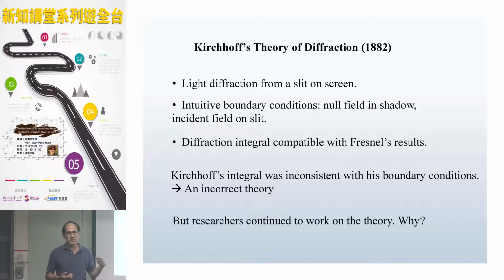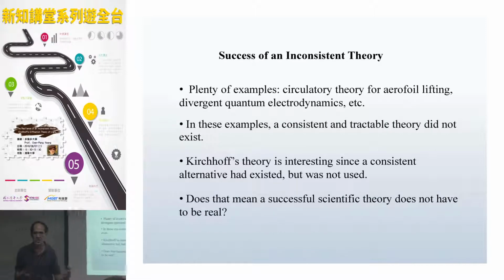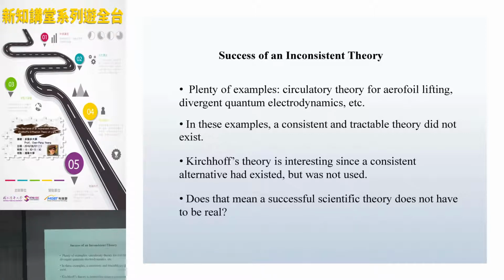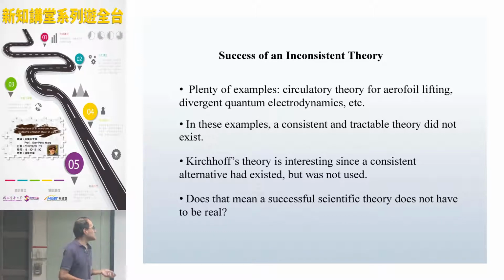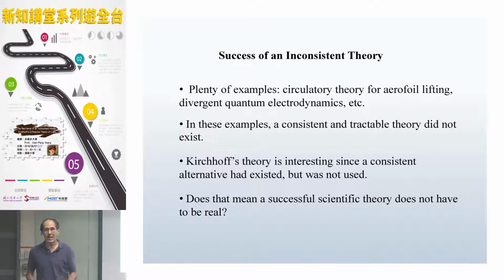However, even though this was shown to be inconsistent by the late 1890s, scientists still continued to use the theory. So in spite of the fact that the theory was shown to be inconsistent and incorrect, scientists still continued to use it. So why? What's the reason for the continued use of the theory in spite of the fact that it was incorrect? Does that mean to the scientists at the time, and also maybe for us, that a successful scientific theory does not have to be real?